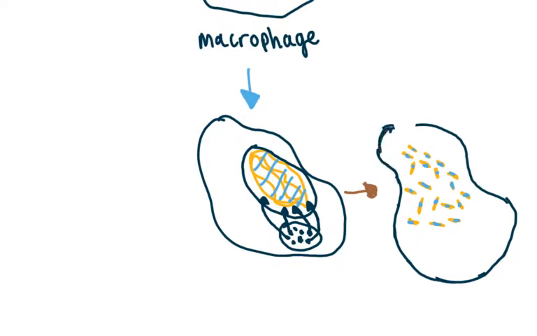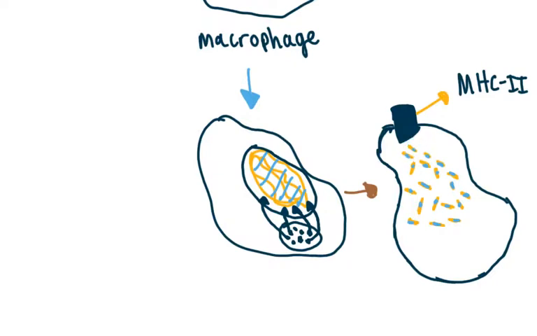So we're going to see there are many complexes on the membrane of a macrophage, and this complex is going to be called our MHC2 complexes. All right, so let's go ahead and label this out first. So this is our MHC2 complex.